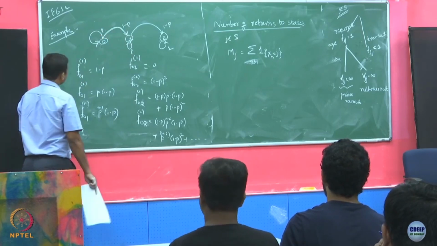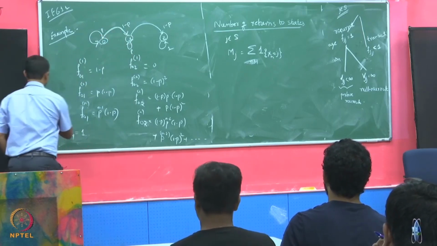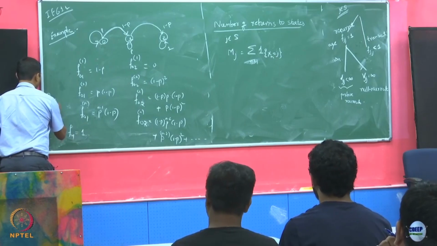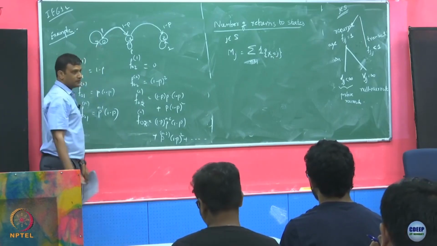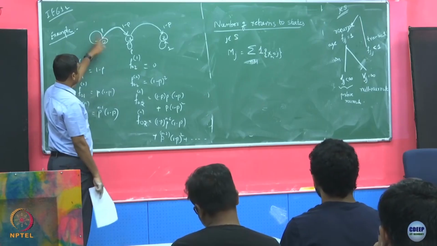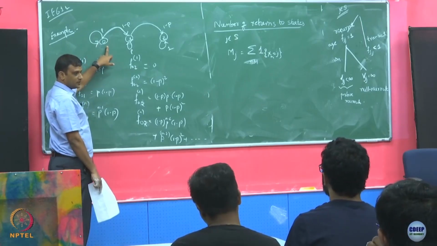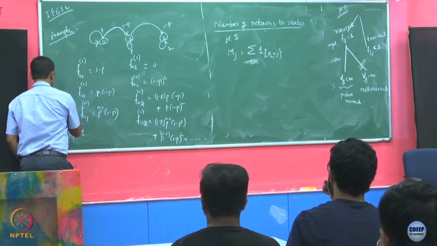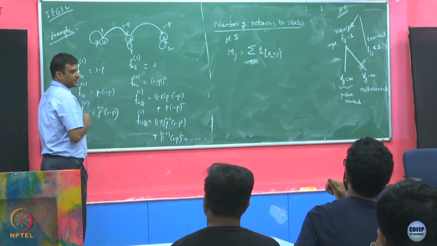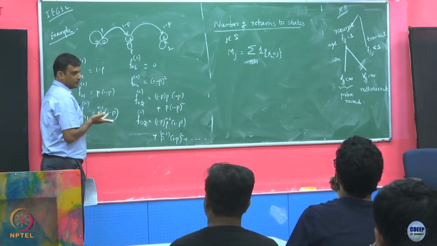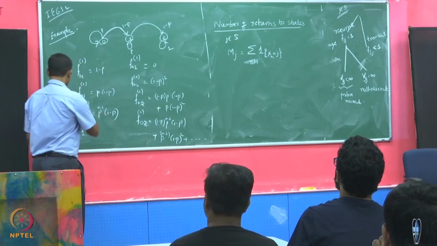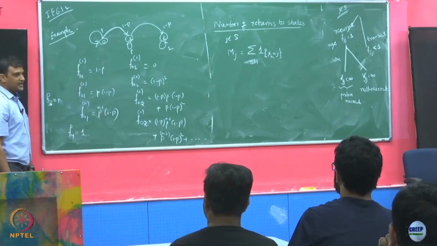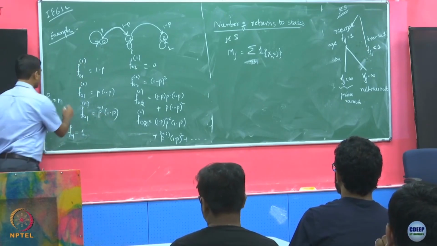So is it easy to check this? Let's compute f_00. Suppose you start from 0, what is the probability that you come back to that state in one step? p. And then what is the probability that you come back to that in 2 steps? 0, right. So what is that in that case? This is going to be simply p, since all other terms are 0.